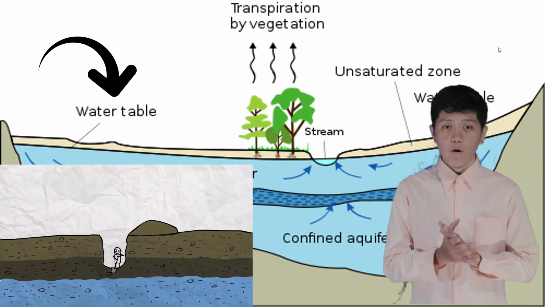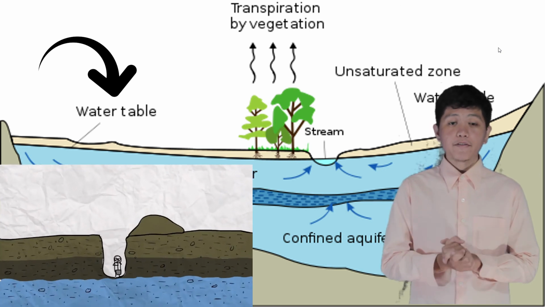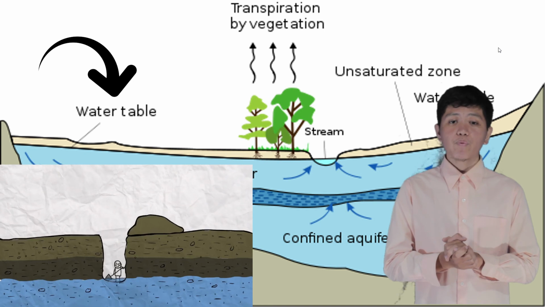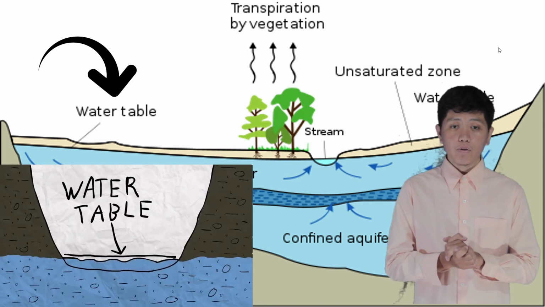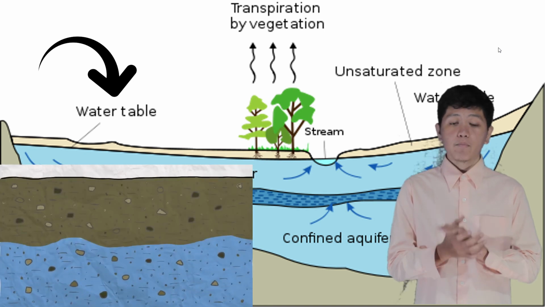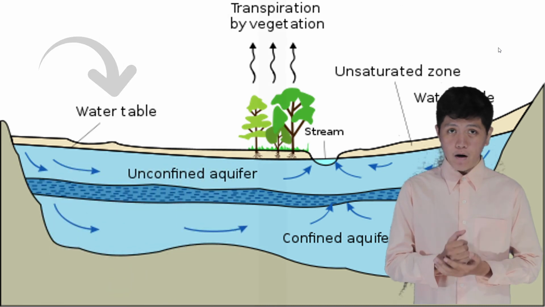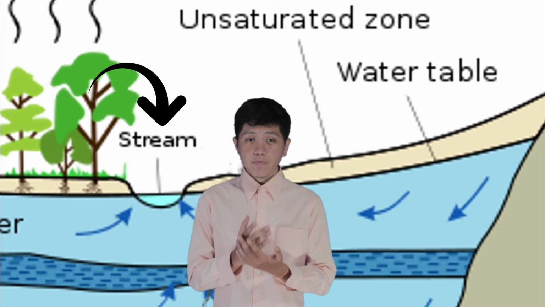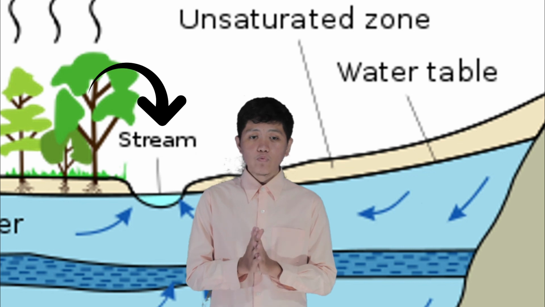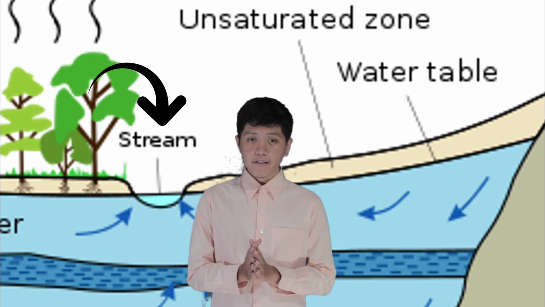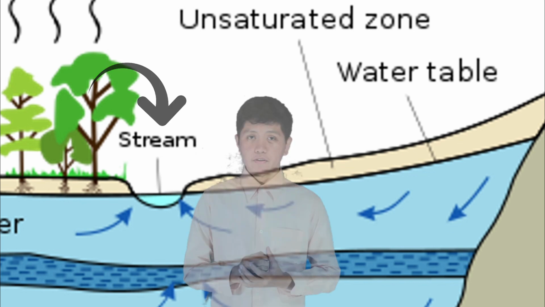Then next is the water table. The water table is an underground boundary between the soil surface and the area where groundwater saturates spaces between sediments and rocks. A seep, spring, and stream are groundwater that reaches the ground surface from an underground aquifer.